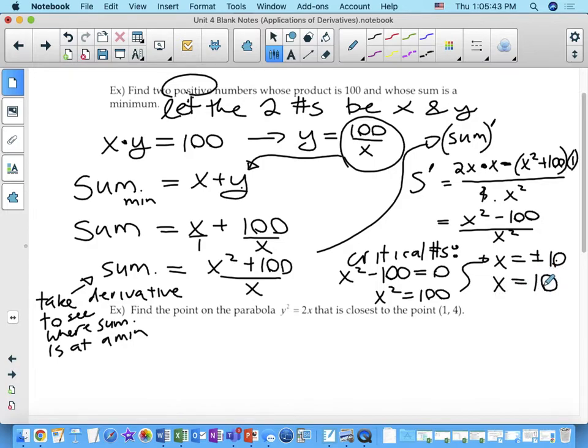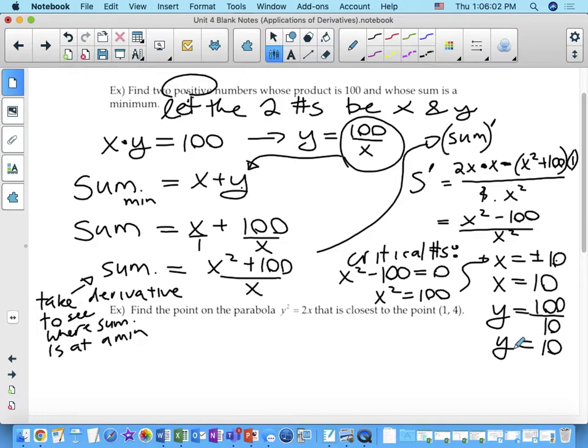Okay. Y is going to equal 100 over x, which is 100 over 10. Which is also 10. Okay? So the two numbers are 10 and 10.